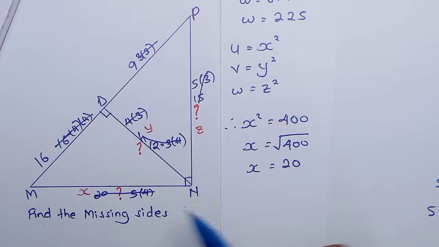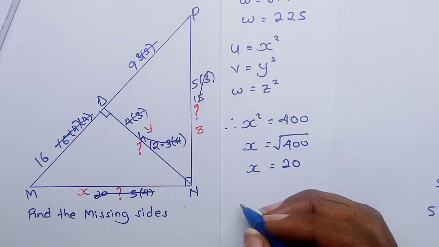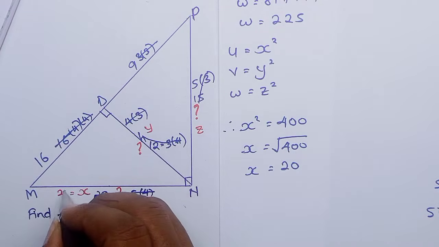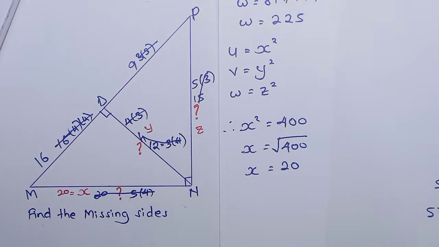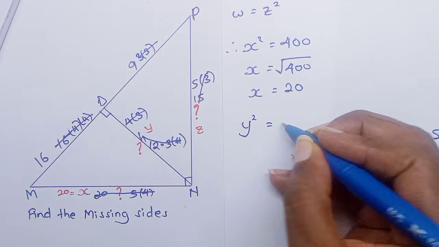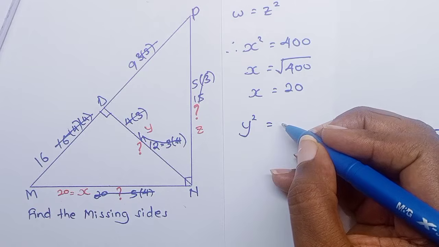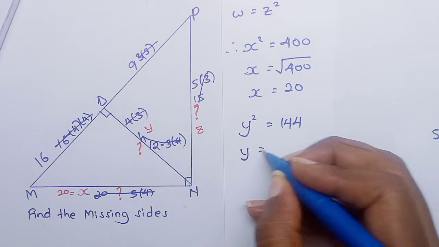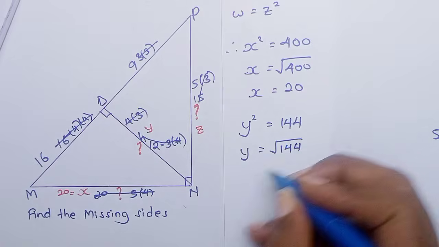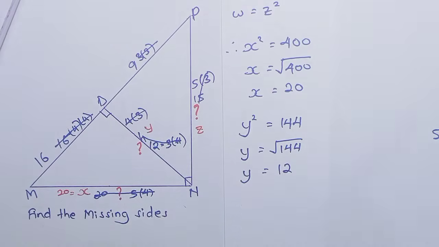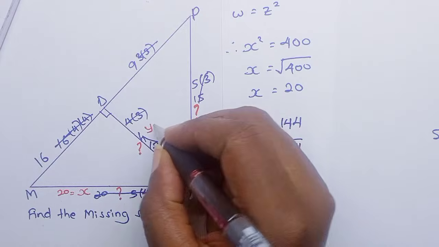Therefore x is 20. Then, so we are getting that x here is equal to 20. Then y squared, we've said, is equal to v, and we got our v value as 144. So y is equal to the square root of 144, take the positive value, which is 12. So y here is 12.